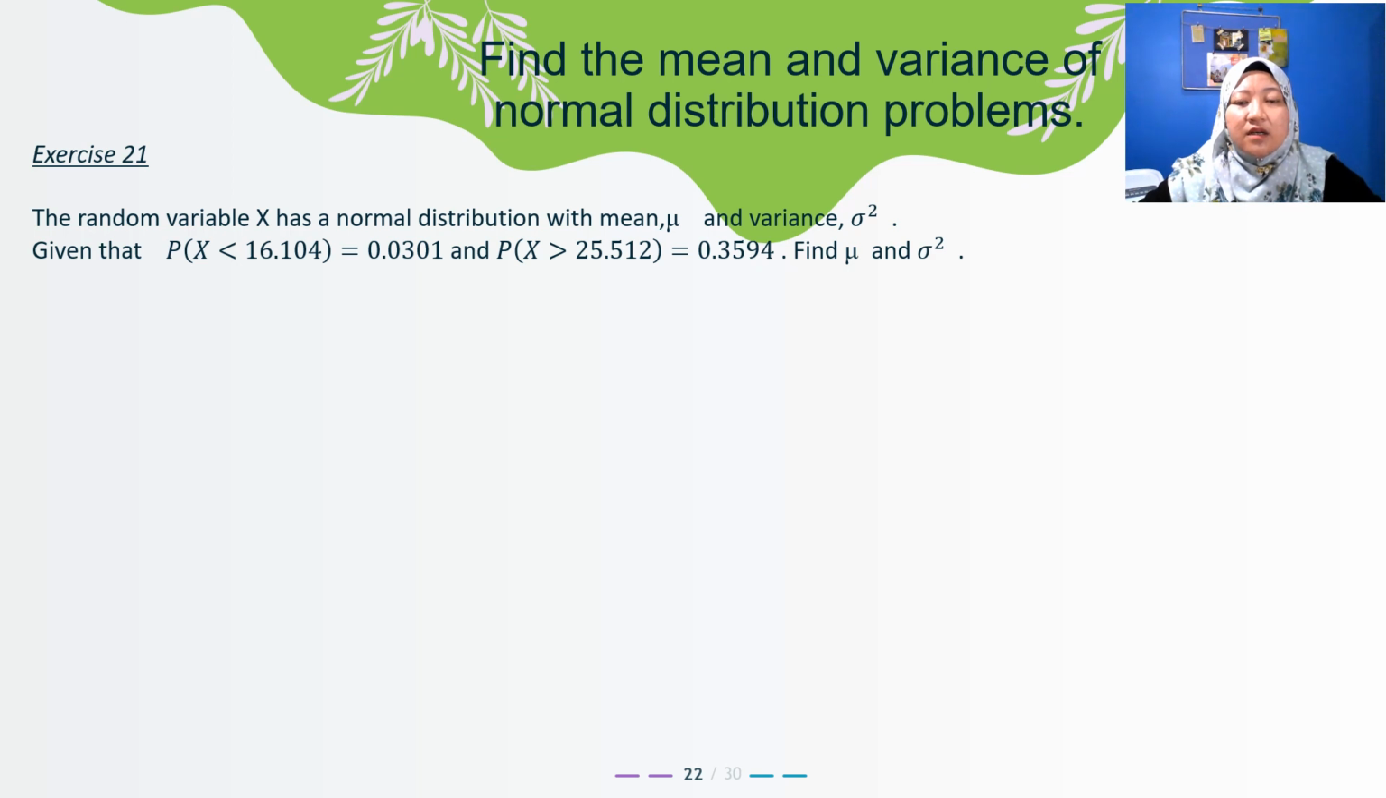Okay, next objective is find the mean and variance of normal distribution. Okay, exercise 2.1. The random variable x has a normal distribution with mean mu and variance sigma square. Given that probability x less than 16.104 is 0.0301 and probability x greater than 25.512 is 0.3594. Find mu and sigma.